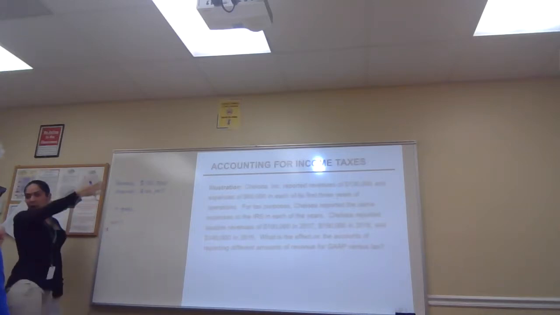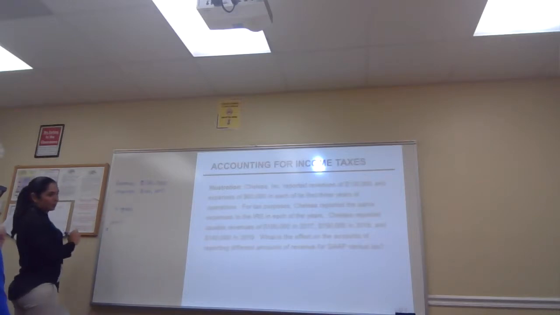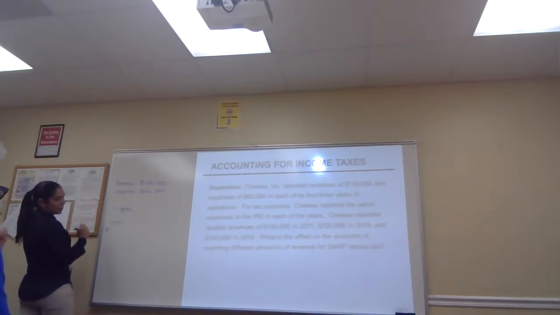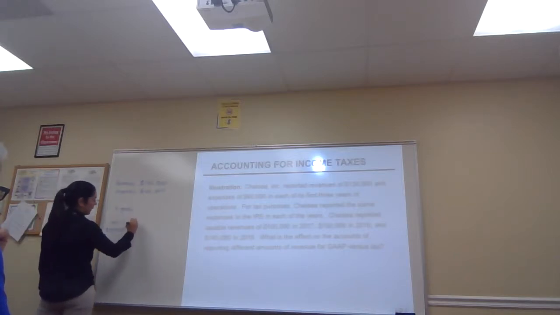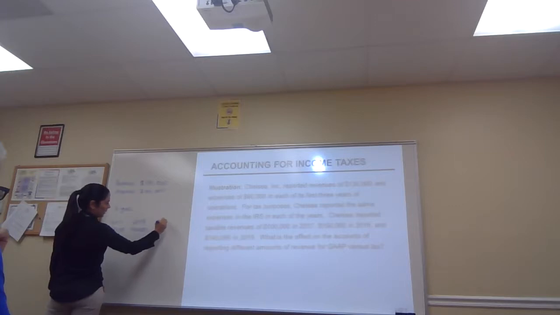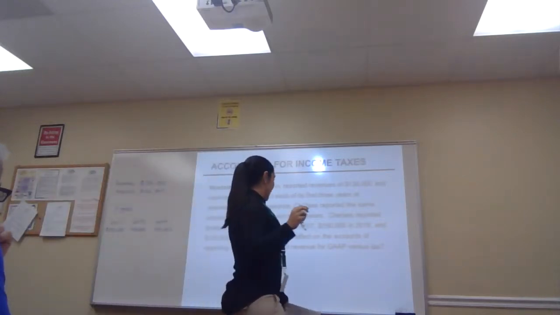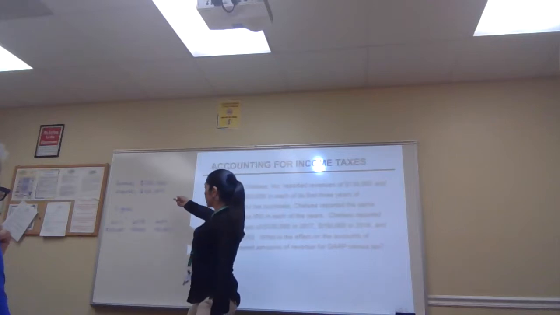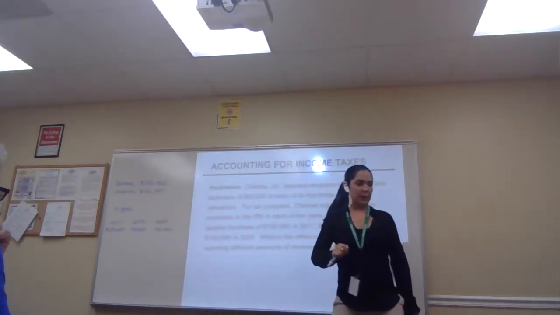The reason I write this is that when I move on to the next slide, I always find myself having to jump back slides, so this way I don't have to. I write all the facts down. So in 2017, $100,000. 2018, $150,000. And 2019, $140,000. What is the effect of the reporting differences of revenue for GAAP versus tax? Do you see how here we're reporting 130 for GAAP, but for tax we're reporting 100, 150, and 140.